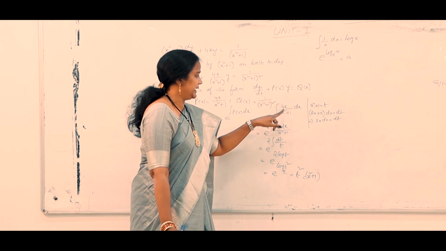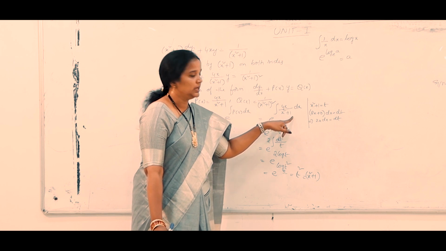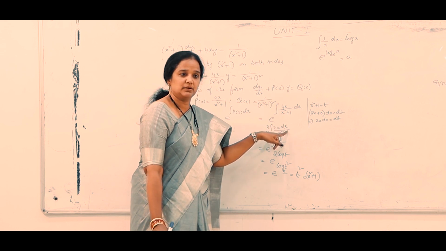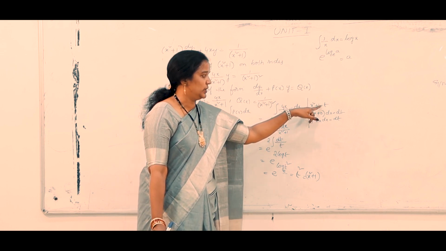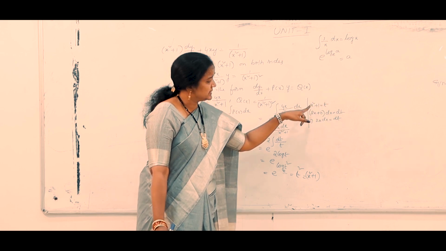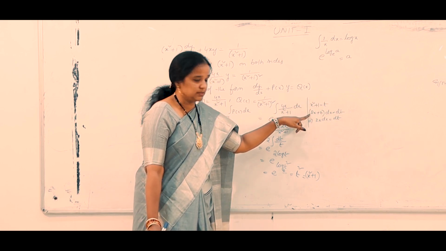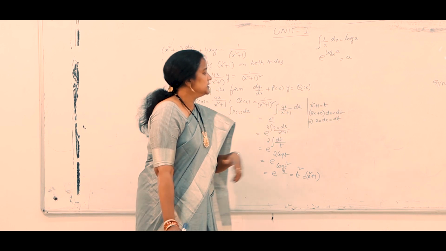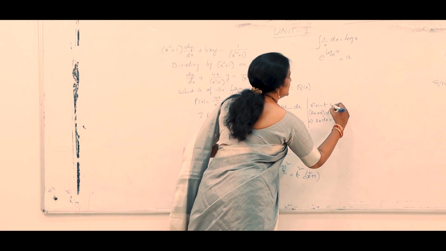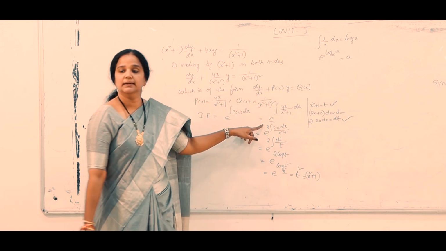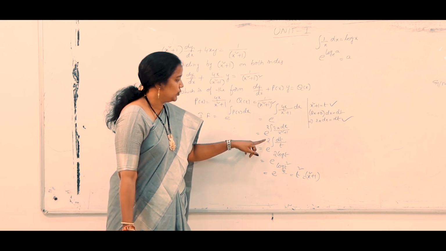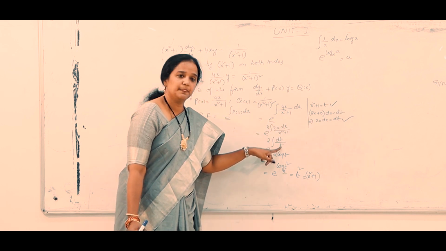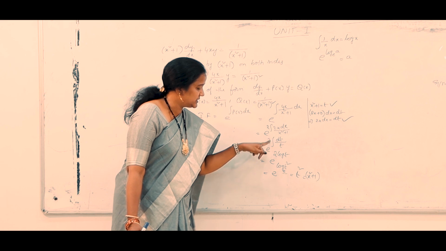So e power integral 4x by x square plus 1 into dx. So this can be written as 2 into 2x dx by x square plus 1. So let us consider x square plus 1 is equal to t. What is the derivative of x square plus 1? 2x. 1 derivative is 0. into dx is equal to dt. So now we substitute these two values in this equation. So this is e power 2 into dt by t.